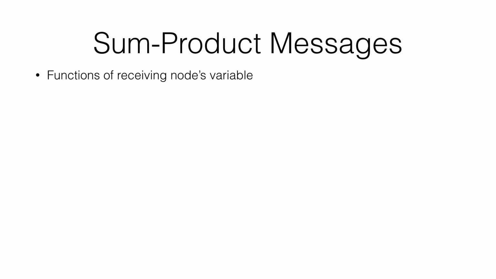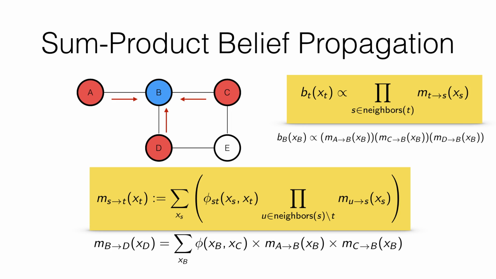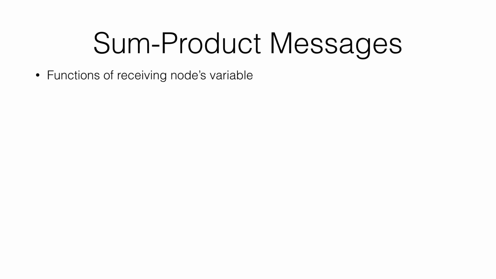So a few notes about these messages. You can think of them as functions of the receiving node's variable, right? So remember, if we go back, the equation of the message, or the definition of the message, always takes in xt as an input. So it's a function of xt, and it's the message received by xt. So it's always a function of the receiving node's variable.